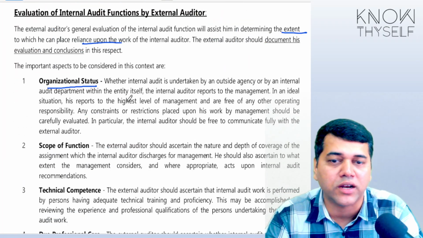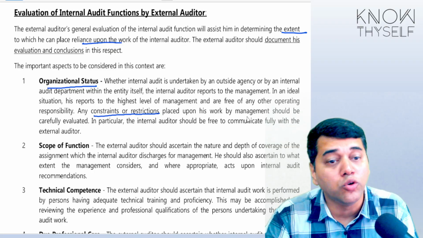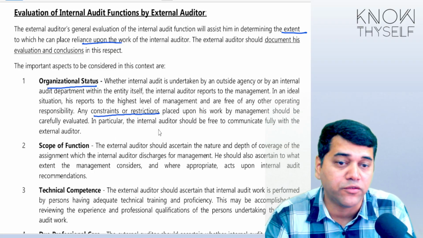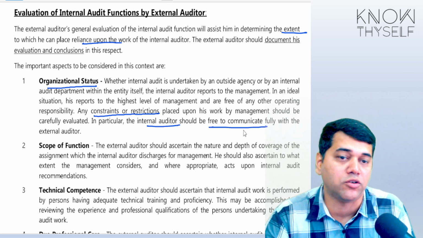But just see what they are doing. They have added here organizational status. They say, is there any restriction on them, whom they are reporting to? This has to be carefully evaluated, and the auditor should be free to communicate fully with the external auditor.